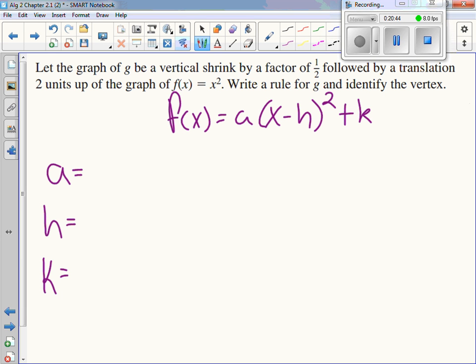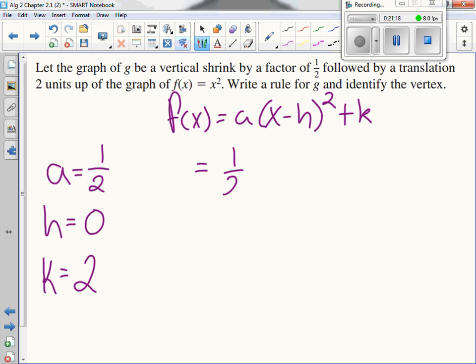So let's read it. A vertical shrink by a factor of 1/2, followed by a translation of 2 units up. So A is our vertical stretch or shrink and reflections. Well, we don't have any reflections, do we? No, we just have a vertical shrink, so A is 1/2. H is left and right. Translation 2 units up, nope. And K is positive 2, yes?